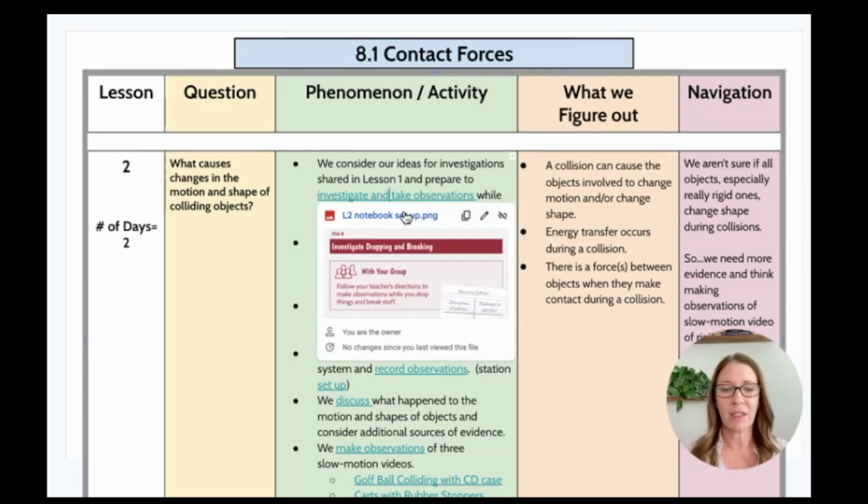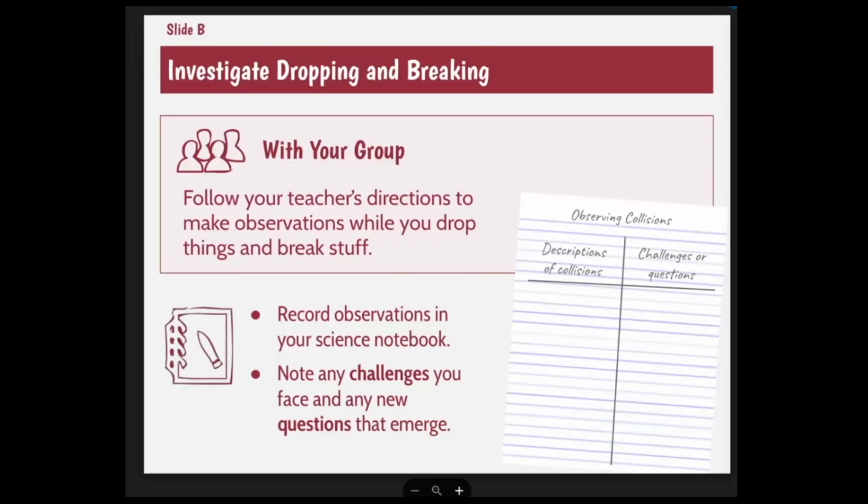And this is the slide that prompts students to think about what we're going to do to see collisions. We're going to drop things and we're going to break stuff. And so we set up a T-chart in our notebook and we are asking students to make descriptions of collisions. And then any challenges that they have with the investigation or questions that pop up, they're going to list here on this side of the T-chart.